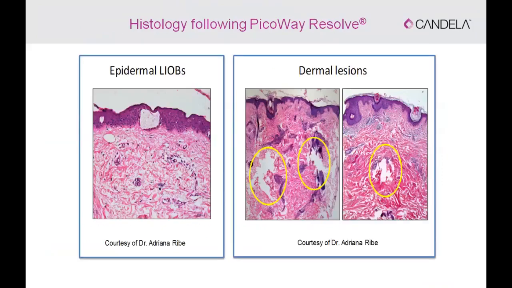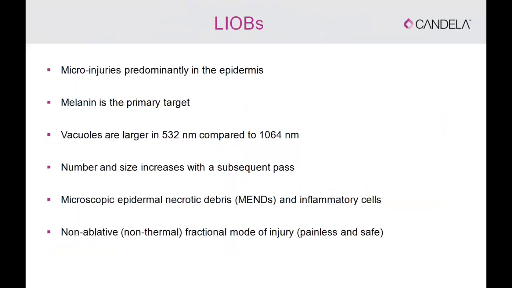And what these LIOBs do, they trigger a wound healing process in a non-ablative way, and that wound healing process has been shown to lead to better collagen and elastin formation. So it is a non-ablative controlled way of injuring the skin, predominantly in the epidermis. That's where most of the LIOBs were observed, in the epidermis. The reason for that is because melanin is the primary target, and melanin is mostly concentrated in the epidermis.